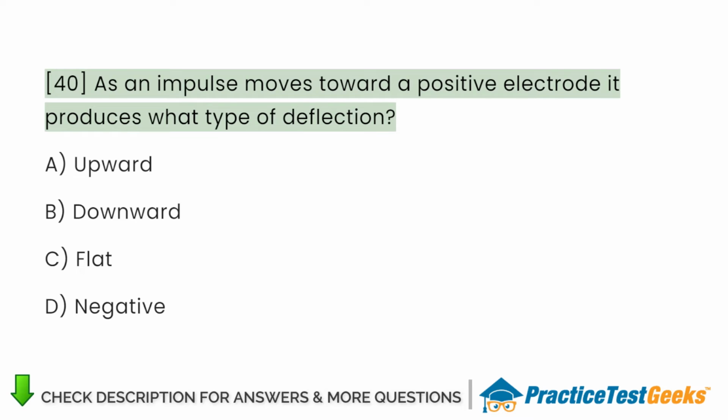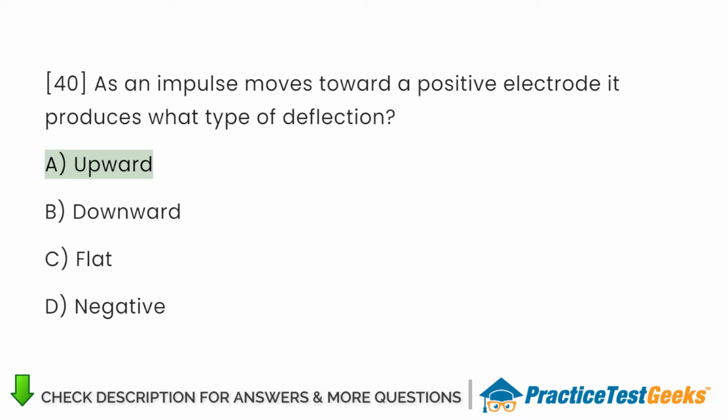As an impulse moves toward a positive electrode, it produces what type of deflection? A. Upward. B. Downward. C. Flat. D. Negative.